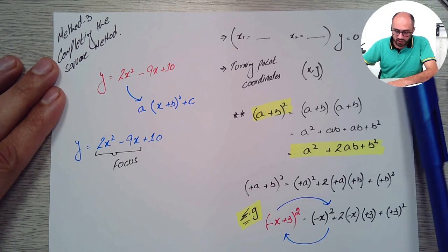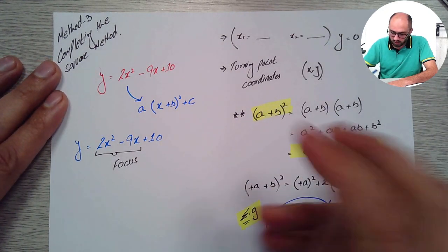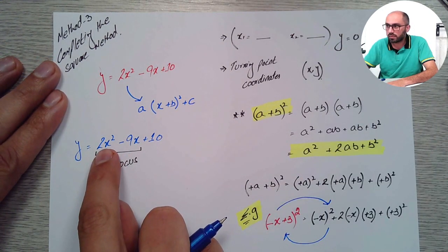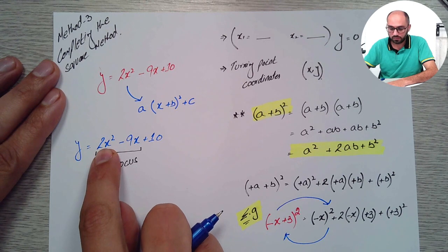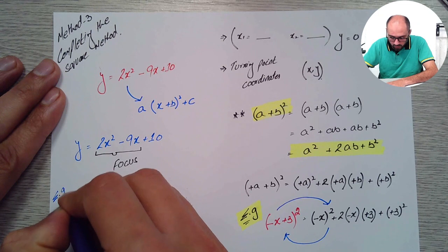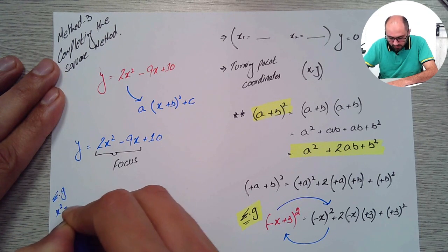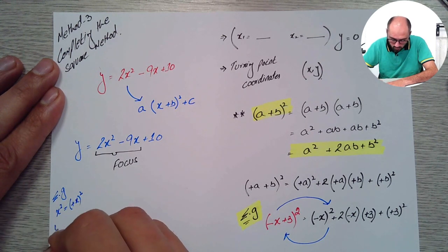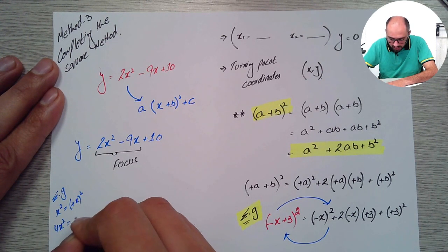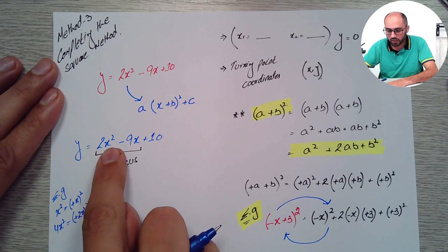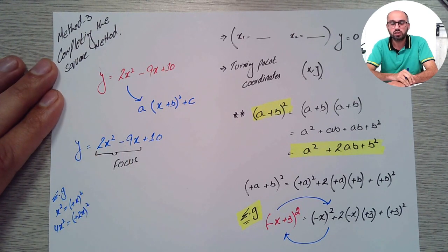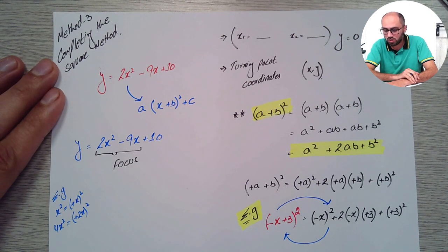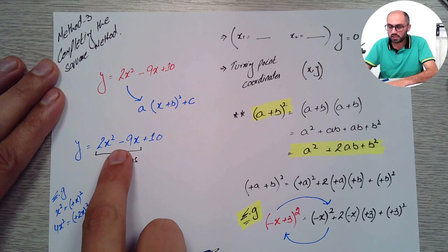Step number 2 will be, you will have to write this term as a squared term. Now in this case, it is not written as a squared term. For example, if it was only x squared, I could have written it as plus x to the power of 2. If it was 4x squared, I could have written it as plus 2x to the power of 2. But I can't write 2x squared as something to the power of 2. So what I will now need to do is, I will factorize this section.